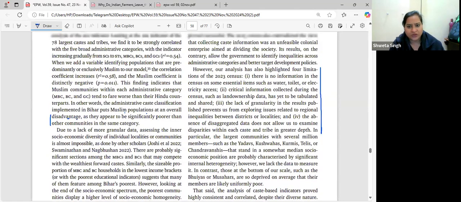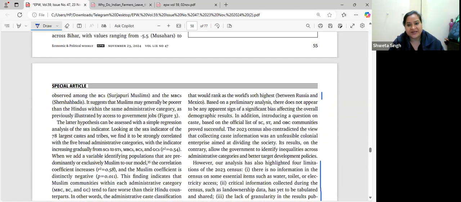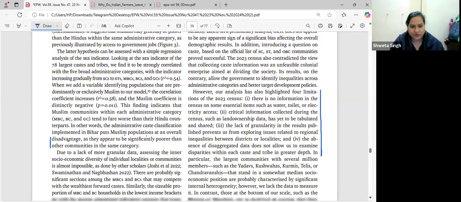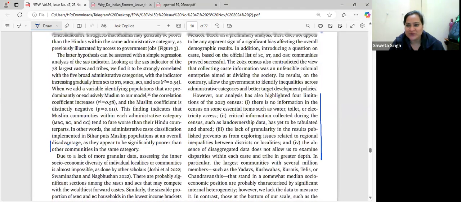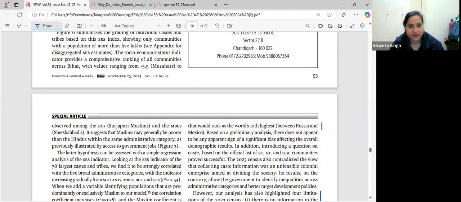Within the conclusion, you can see some very interesting comparisons have been given. I missed the sentence, the last sentence I had to pick and then come to this. So the caste census conducted in Bihar represents a significant success. Within few months, despite legal hurdles, the government completed a census in a territory with a population. Now this, Bihar's population, how much is it? This is something which you can use in other areas of GS or essay. You can see that Bihar's population would rank as world's 10th highest, between Russia and Mexico.